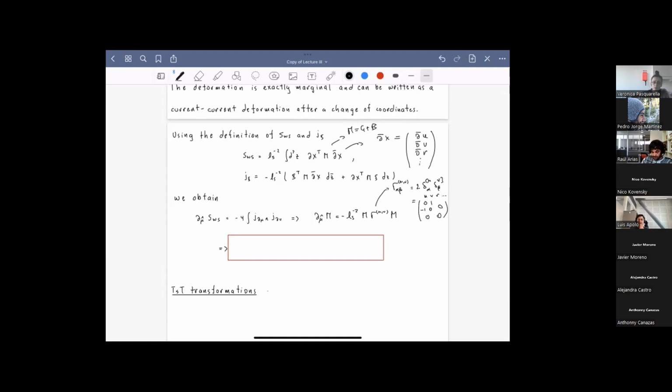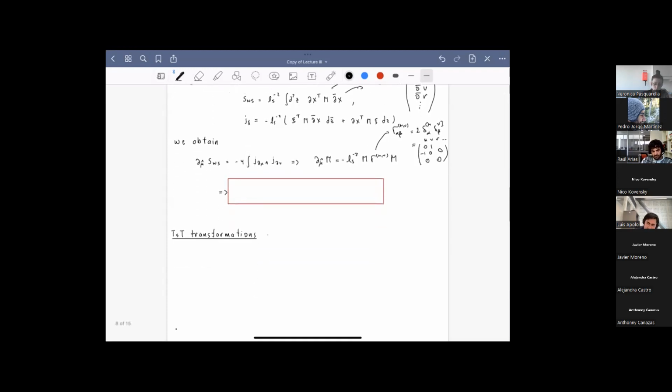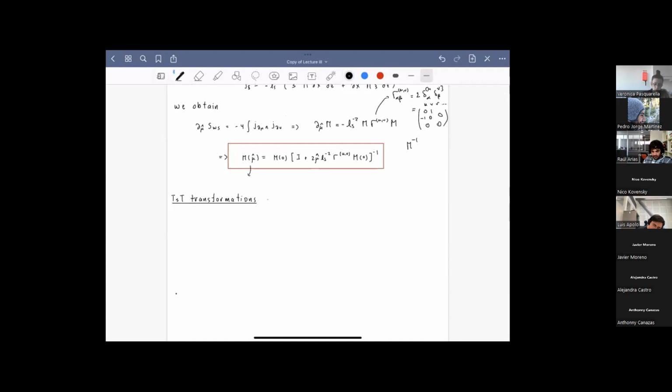Now, if this was not a matrix equation, it would be very easy to solve. It turns out that as a matrix equation, it's also still easy to solve. And the trick to solve it is to write the differential equation for M inverse instead of M. And then the solution is simply given by this expression, where now this M of mu is the deformed background, and M of 0 is the original AdS3 background that we started with.